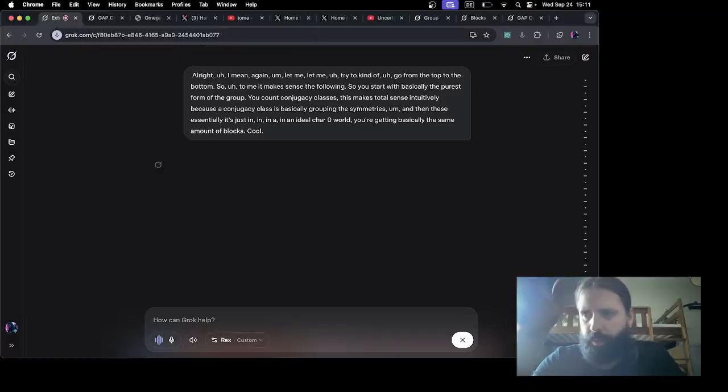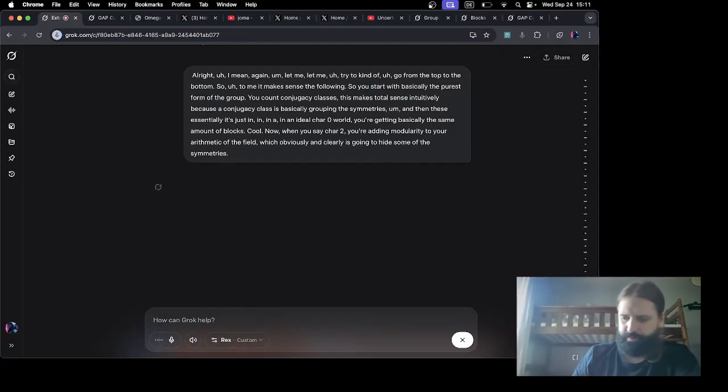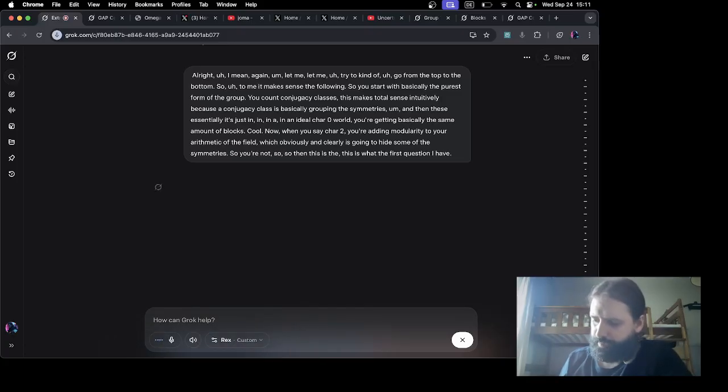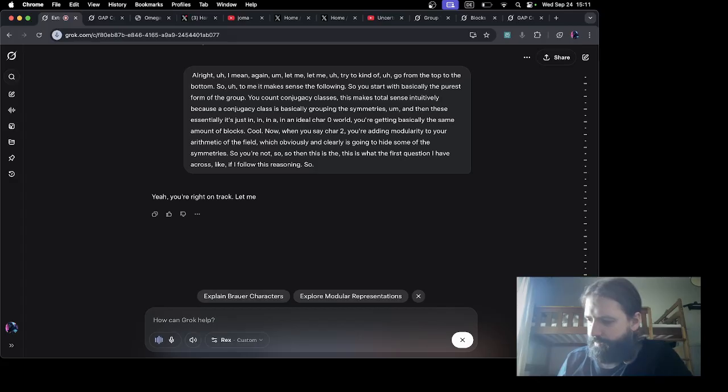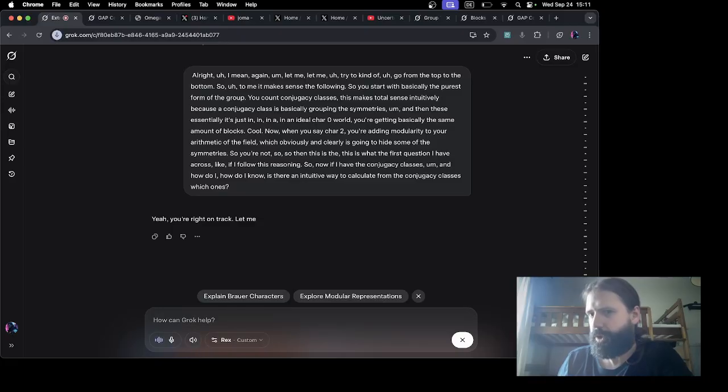Cool. Now, when you say char 2, you're adding modularity to your arithmetic of the field, which obviously is going to hide some of the symmetries. So this is where the first question I have comes across, if I follow this reasoning. If I have the conjugacy classes, is there an intuitive way to calculate from the conjugacy classes which ones will actually merge because of the char being 2?